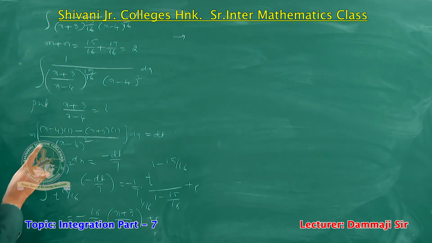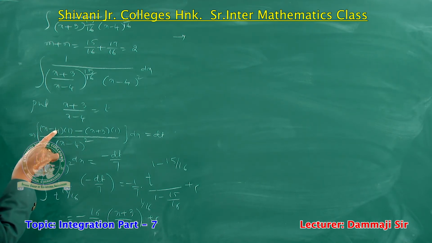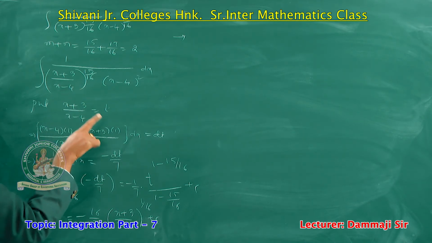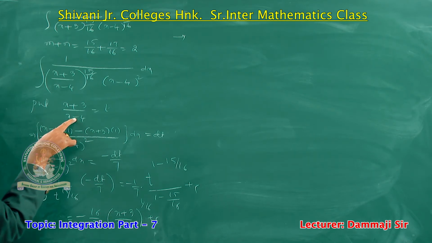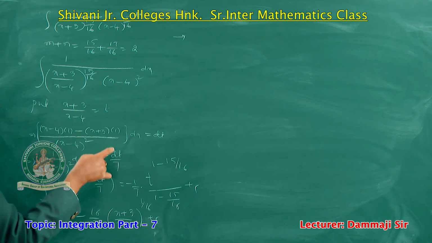See, you can check (x+3)/(x-4) is there. What about the formation? Minus 4 minus plus, write down, that is 7, minus 7. In case your plus is there, 4 minus 3 is 1, write down.